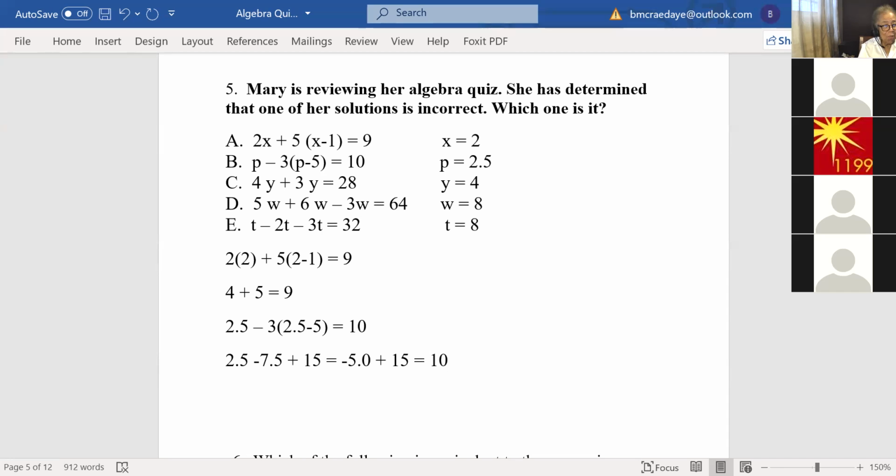You follow what we're doing? We're substituting for the variable in each one. And one of them is not going to come out right. So let's go to C.